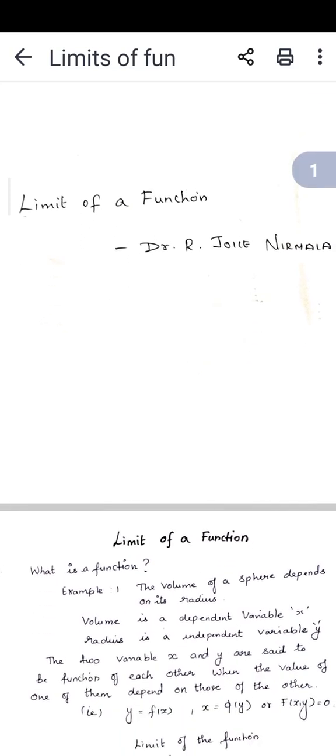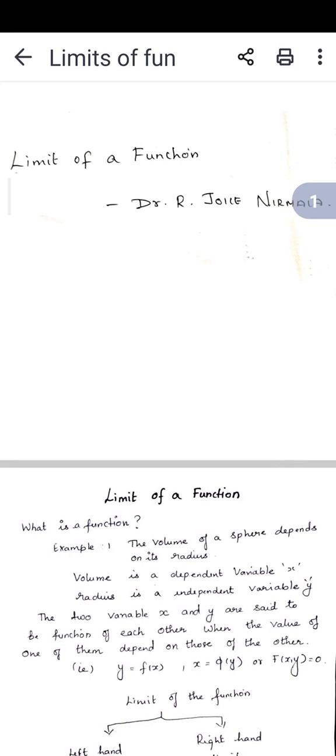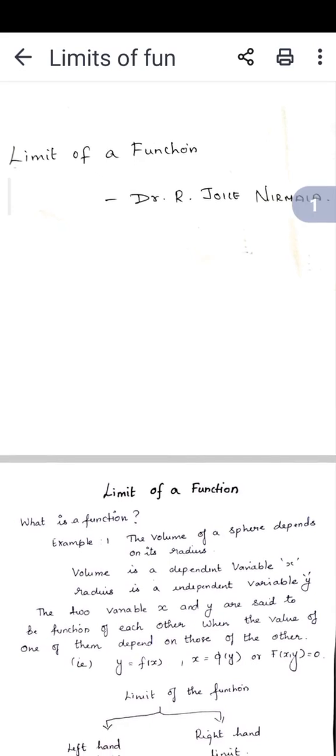Limit of a function. First, we want to know what is a function. Basically, a function will be denoted as f of x. So x is a variable and f is a function which acts on the variable x. Here I have explained a function with an example. Look at example 1.